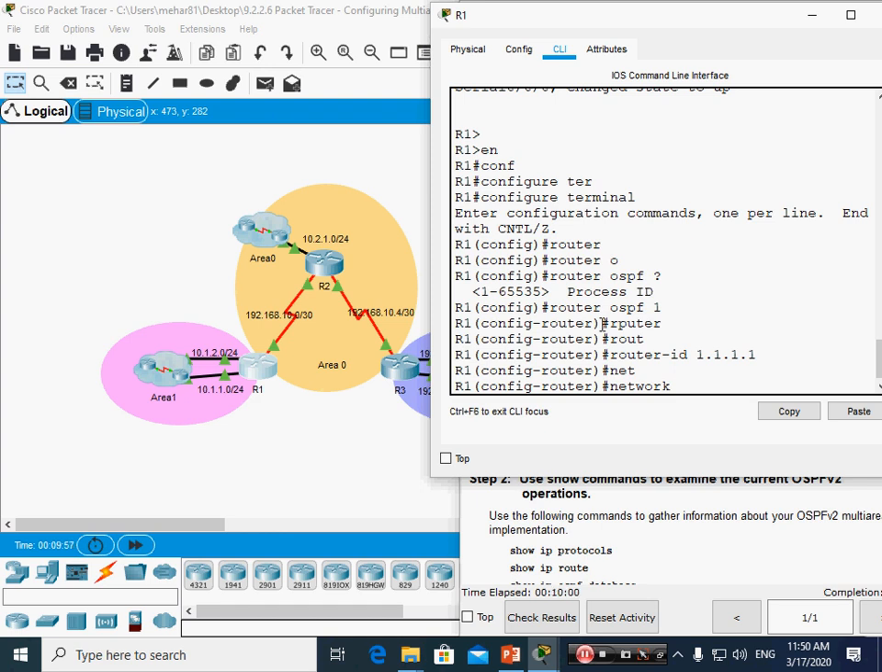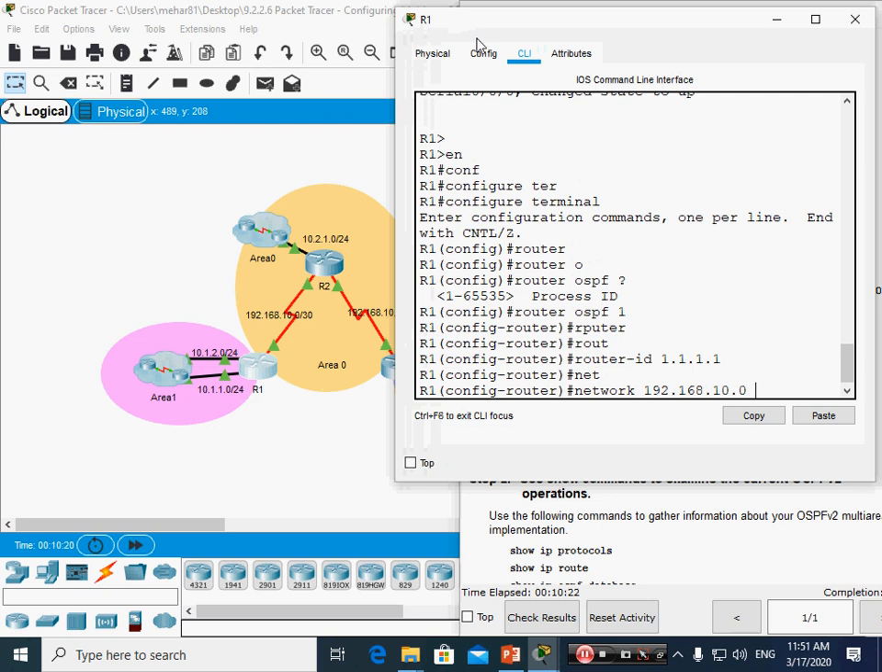So what is the network in area 0? 192.168.10.0 /30. This network is in area 0. What is the wildcard mask for /30? Yes, this is the one, 0.0.0.3. Then what do you need to type after that?